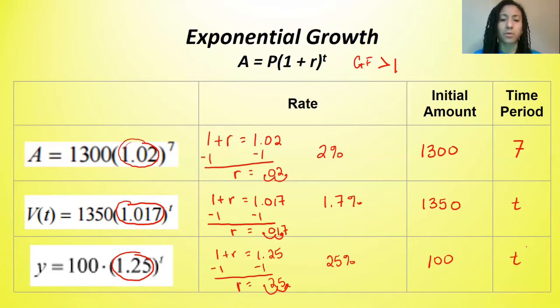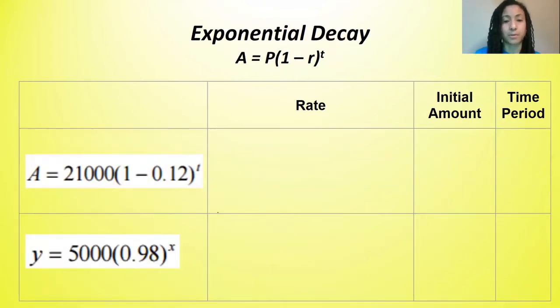So when it comes to growth, we know it's a little bit easier to calculate because we could just look at the 1, we get rid of the 1, and whatever is left over, we know that's what it is, and then we move our decimal 2 places to the right to get our percent. Now, decay is a little bit more tricky, all right? So here are 2 problems.